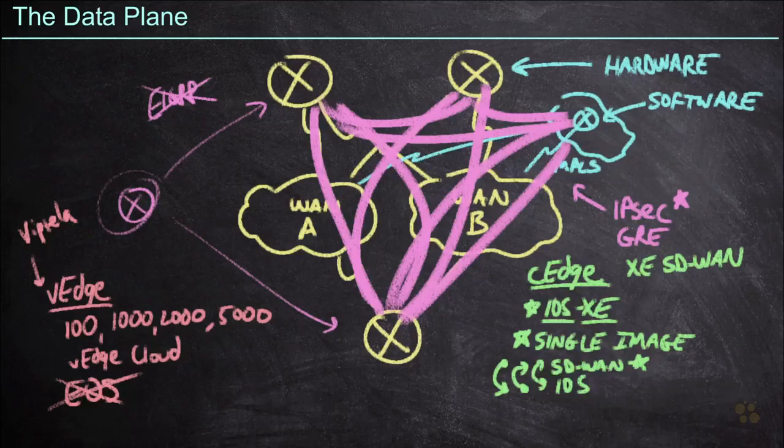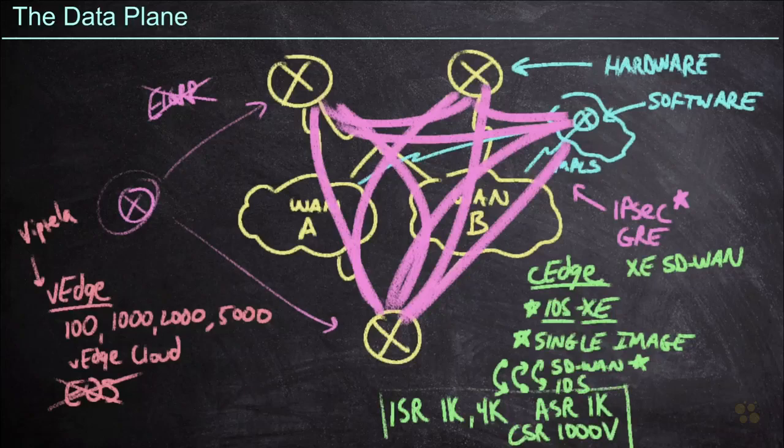Now, when I think of Cisco routers and iOS XE platforms, I'm going to think of platforms such as the ISR 1K line, as well as the 4K line. These routers can be implemented as C-Edge devices. Additionally, we can run ASR 1Ks in Cisco SD-WAN. And from a virtual perspective, we can run the CSR 1000V. Now, up until late 2020, these were the only devices that could be used in a Cisco SD-WAN environment.